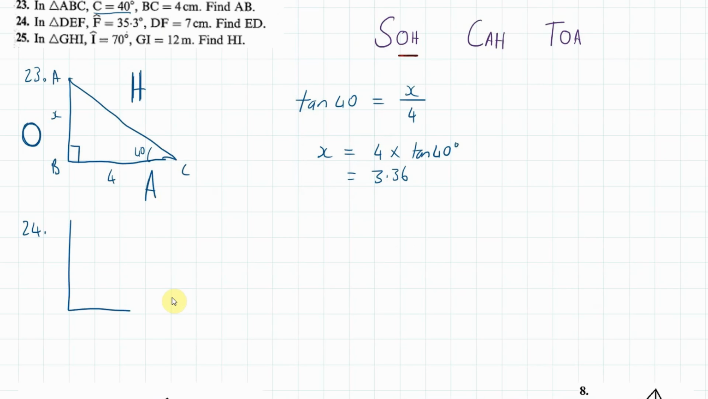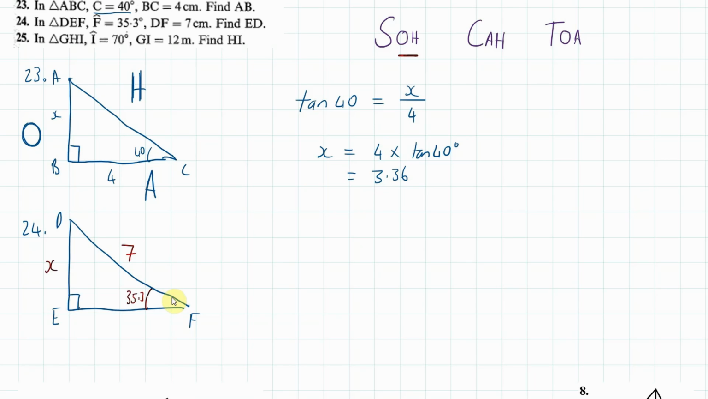Okay. Here we go. I'm doing DEF. Okay, so the middle angle in these is going to be our right angle. That's what the textbook says. Okay, so that's what we've got here. Let's put down the stuff we know. We know the angle F is 35.3, so this is my 35.3. And we know that DF is 7, so I pop a 7 here, and I know I've got to find ED.